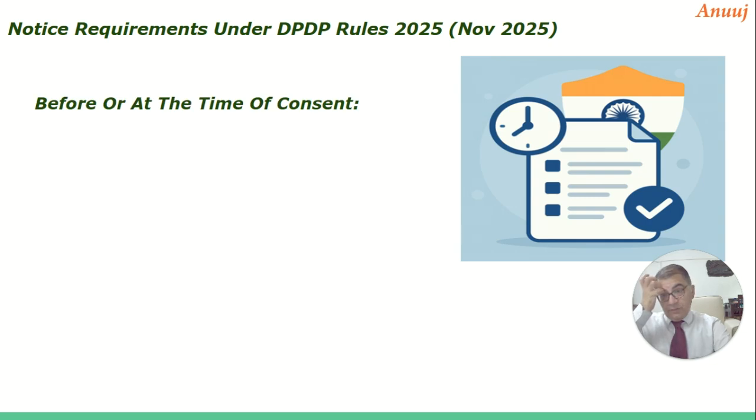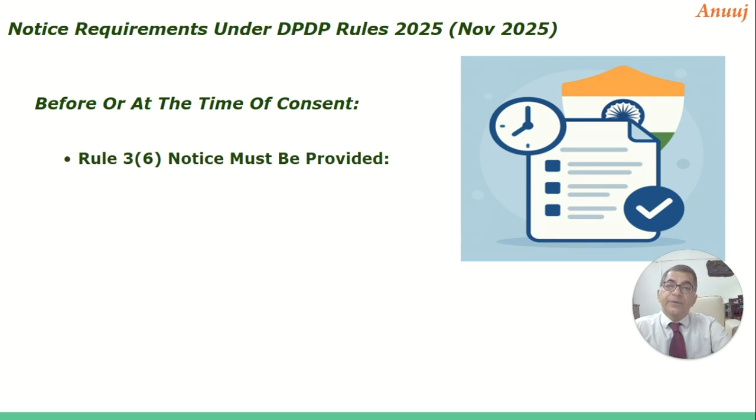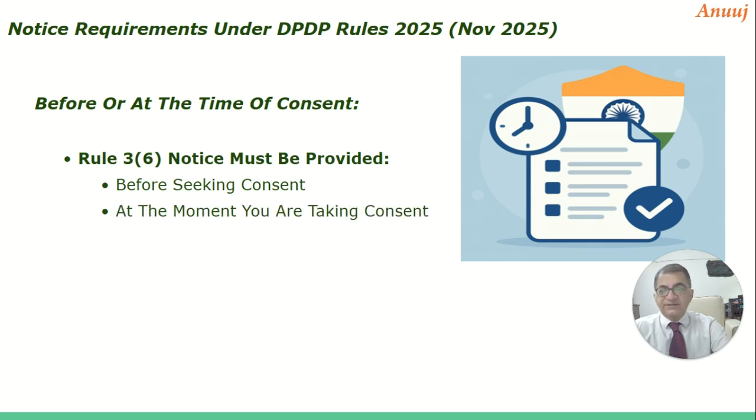Before or at the time of consent, we talked about this before also. The notice should be available and should be given to you before asking you for consent. So you should know the exact purpose why I'm asking you for personal information. Once you are thorough with it, I'll ask you for consent on how I am going to use it, and we'll come to consent in future videos. Rule 3.6 says the notice should be given before seeking consent or at the most at the time of seeking consent. You should never provide the notice after you have already taken the consent.